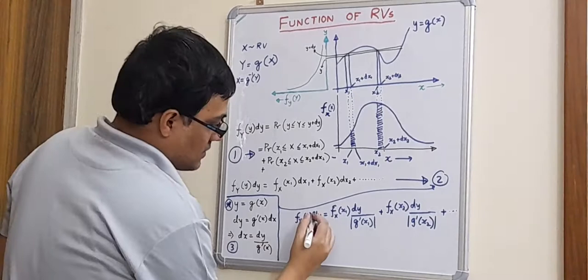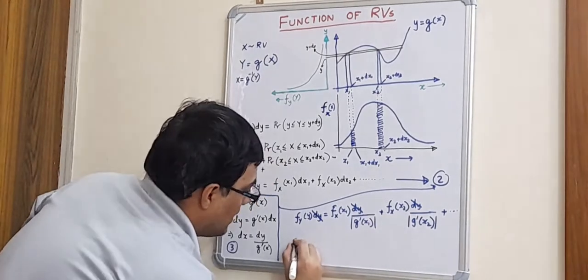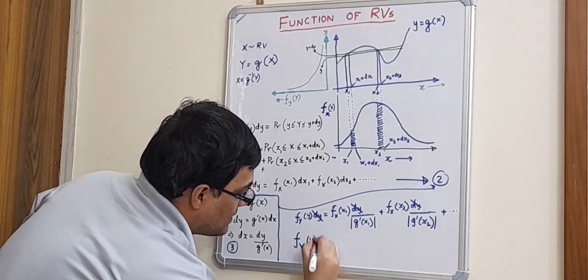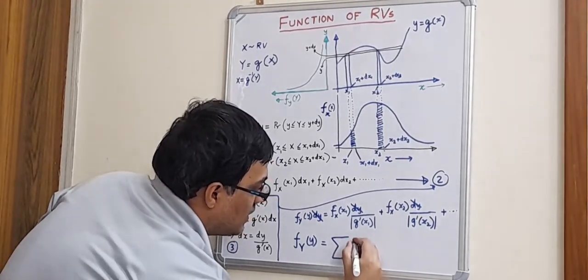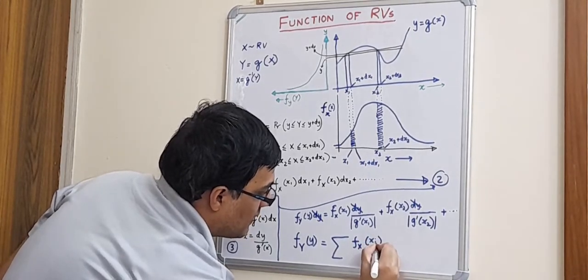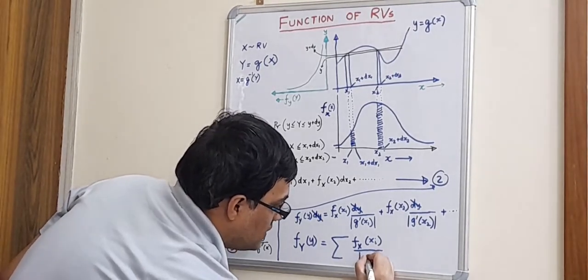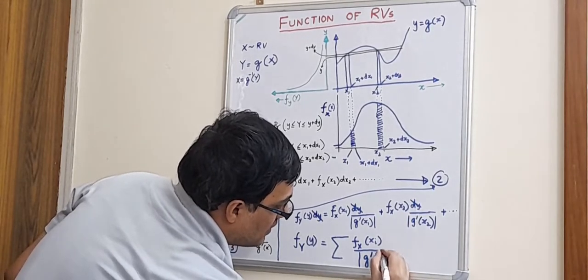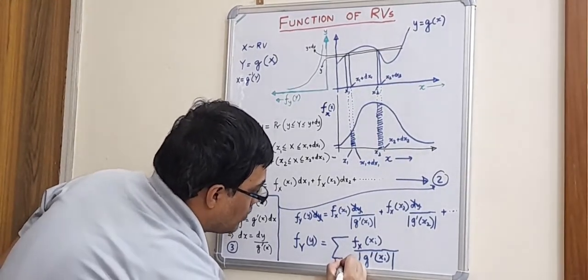So the important thing is we are able to cancel dy from both the sides, that is dy gets cancelled, and fy, that is fy, can be written as the summation of fx of xi divided by g dash xi, but the whole thing under the mod or the absolute value. Okay, now I can go from 1 to n.